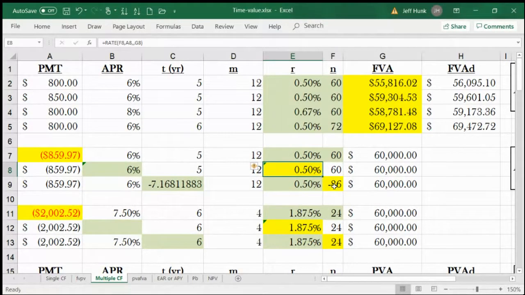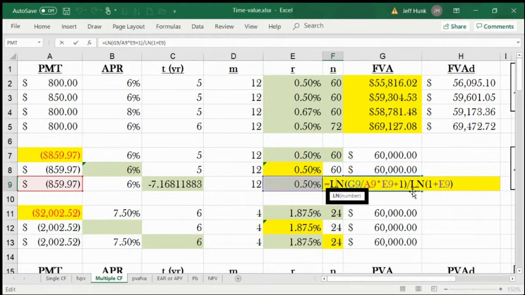And then again here, this thing is weird, right? It's negative 86 months. There is no such thing as negative time. So the reason was because A9 was already by itself negative. So I'll make it negative here, then it's going to be positive, right?